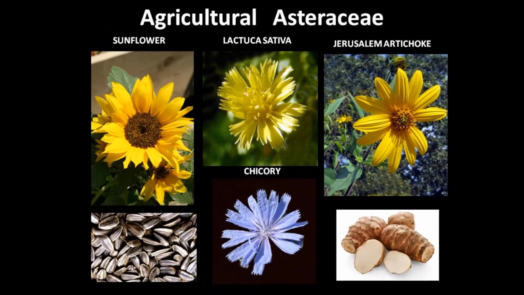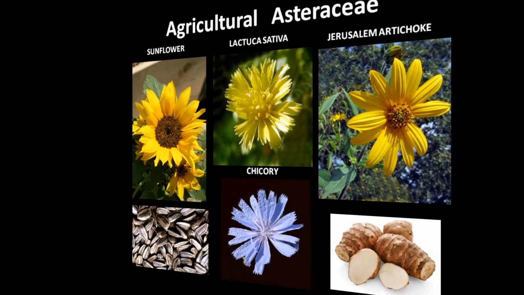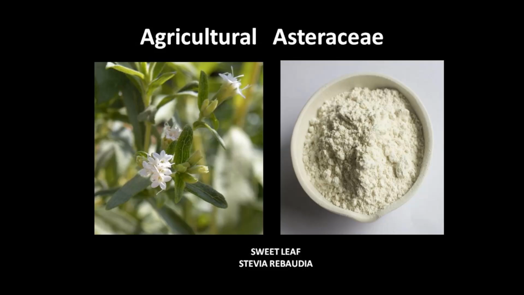The Asteraceae also have agricultural or economic value in the form of oils, vegetables, or indeed pharmaceuticals or insecticides. In this slide we see the oils of sunflower seed, leaves of lettuce and chicory, and the tubers of artichoke. In an Asteraceae known as sweet leaf or Stevia rebaudiana, we see value as an artificial sweetener.